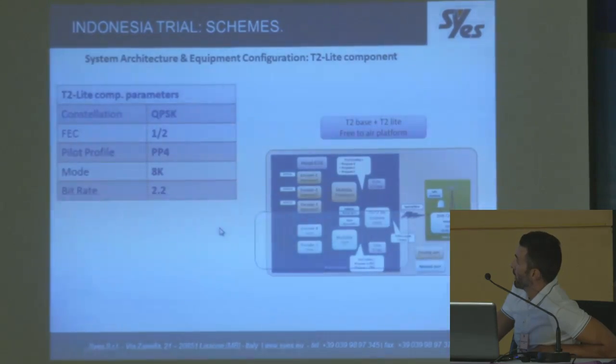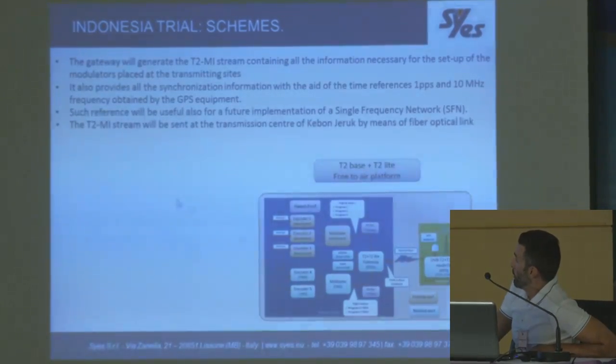While for the light part, they use a constellation of QPSK, FEC 1 on 2, a pilot pattern of PP4 and 8K mode in order to cope with the Doppler effect. And the bit rate that results from this kind of configuration is 2.2 megabit. They combine all together using GPS as synchronization source, both for the gateway and for the transmitter.